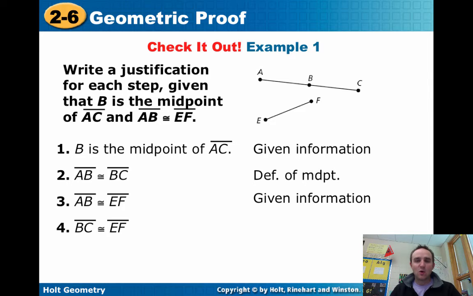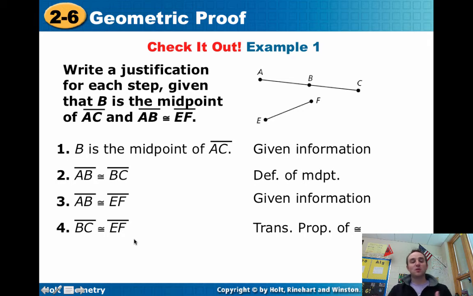And so our last step here: why can we say that BC is equal to EF? That's our transitive property. Remember, transitive property says if A is congruent to B and B is congruent to C, then A and C are congruent. So transitive property is what says that BC and EF are congruent.